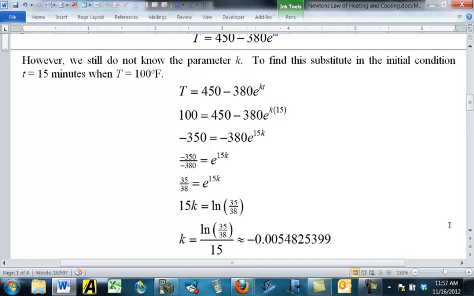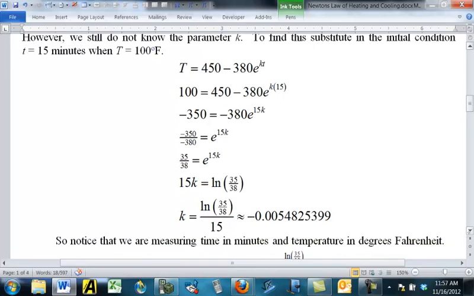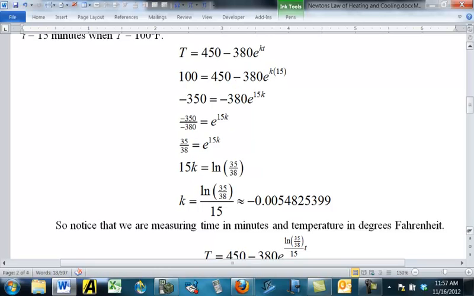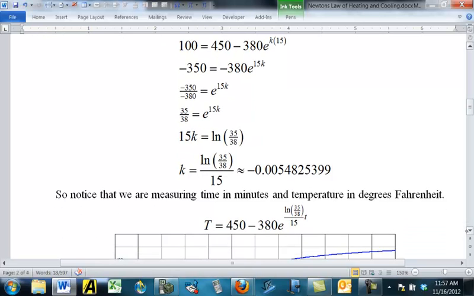Solve for k by dividing by 15, and we see k is natural log of 35 over 38 divided by 15, and I did that on a calculator and got approximately negative 0.00548. K should always be a negative number. So notice that we're measuring time in minutes and temperatures in degrees Fahrenheit. So plugging that in, here's our formula. T equals 450 minus 380 e to the power, natural log of 35 over 38, whole thing over 15 times t, all that's the power.